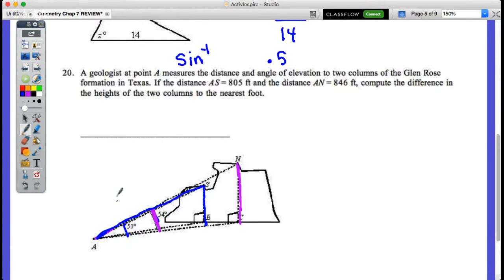So this is 805. He wants how tall they are. So he has the hypotenuse, he wants the opposite. And it's a 51-degree angle. Opposite over hypotenuse is what ratio? Sine. So 51 sine times 805 is what?